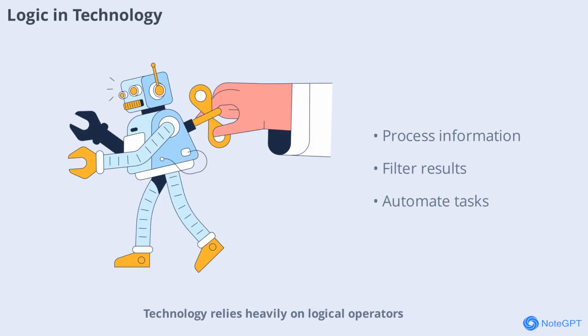Technology relies heavily on logical operators. From search engines to smart devices, logical operators help process information, filter results, and automate tasks. For example, searching for cats and dogs online will show results containing both. Logical operators make technology smarter and more efficient.